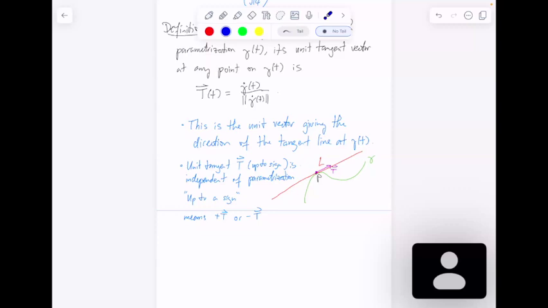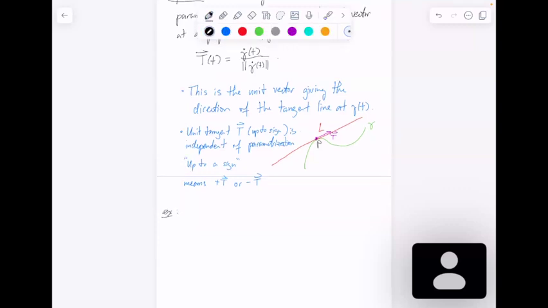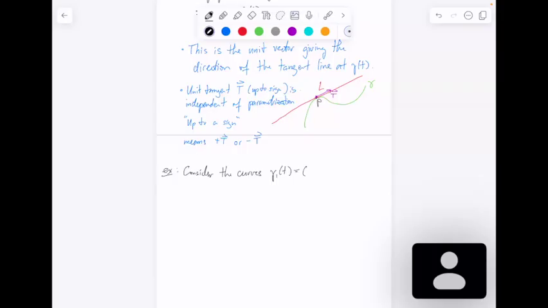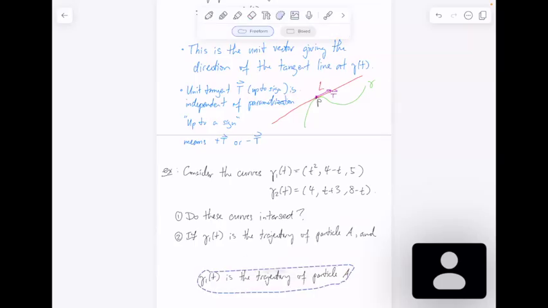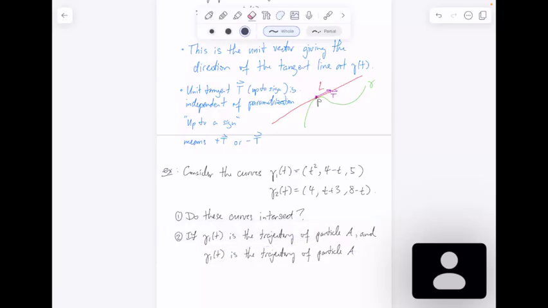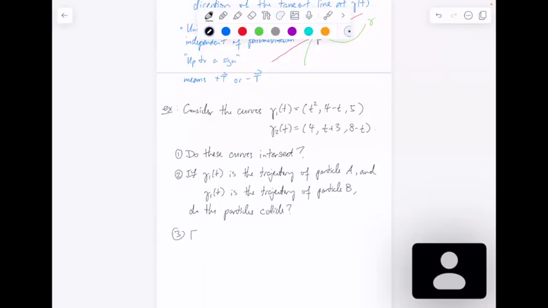Okay, let's do one more example to round this off. Consider curves. Gamma 1 of t is given to you by (t squared, 4 minus t, 5). Gamma 2 is (4, t plus 3, 8 minus t). The first thing is, do these curves intersect? If gamma 1 of t is the trajectory of particle A, and gamma 2 is the trajectory of particle B, do they collide? And third, let's find the cosine of the angle of intersection.